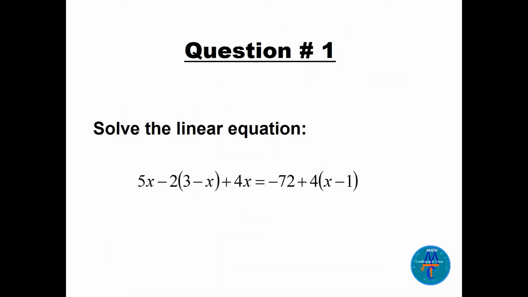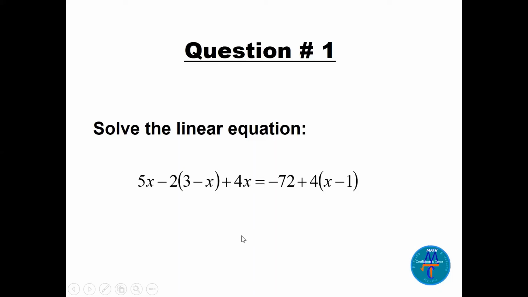Let's take one of the easiest equations on earth, solve the linear equation. You can pause the video a little. I think you can do this. 5x minus 2 bracket 3 minus x plus 4x is equal to minus 72 plus 4 bracket x minus 1. Since we have an equation here, with equal, we can say solve. If there is no equal, we cannot say solve.